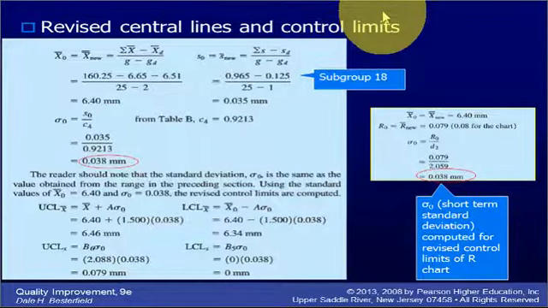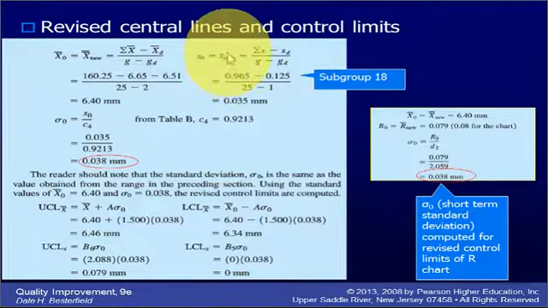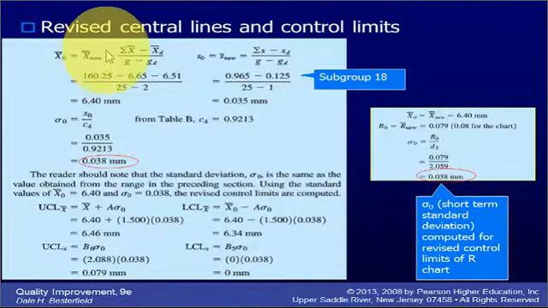On this slide, we compute the revised central lines and control limits. So as you can see, the updated S bar new discards this subgroup 18, right? So you discard the standard deviation of subgroup 18 in the numerator, and then in your denominator you subtract 1 because you only have 24 subgroups now. And here we find the updated S bar new, and then you find the updated X double bar.